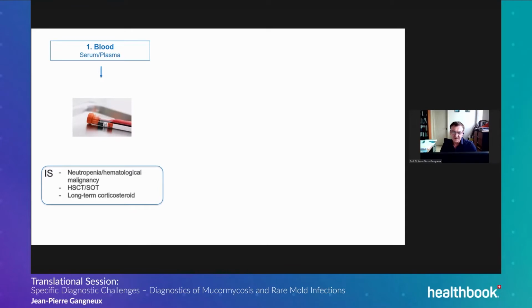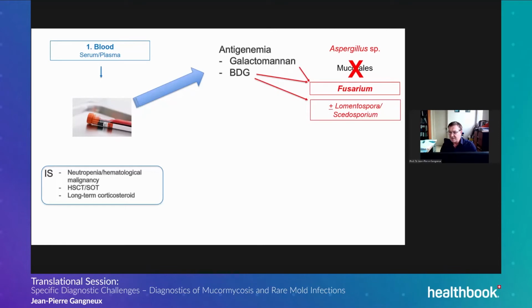Regarding other blood samples, such as serum and plasma, of course, the first aim is to detect antigenemia for Aspergillus, and probably we will implement the detection of galactomannan and, if we can, also beta-D-glucan, BDG. So what happens in case of rare mold infection? Galactomannan can be positive for Fusarium, as well as BDG. And Lomentospora and Scedosporium harbor some glucans in their cell wall, so BDG can also be positive. However, in Mucorales, these tests are always negative.